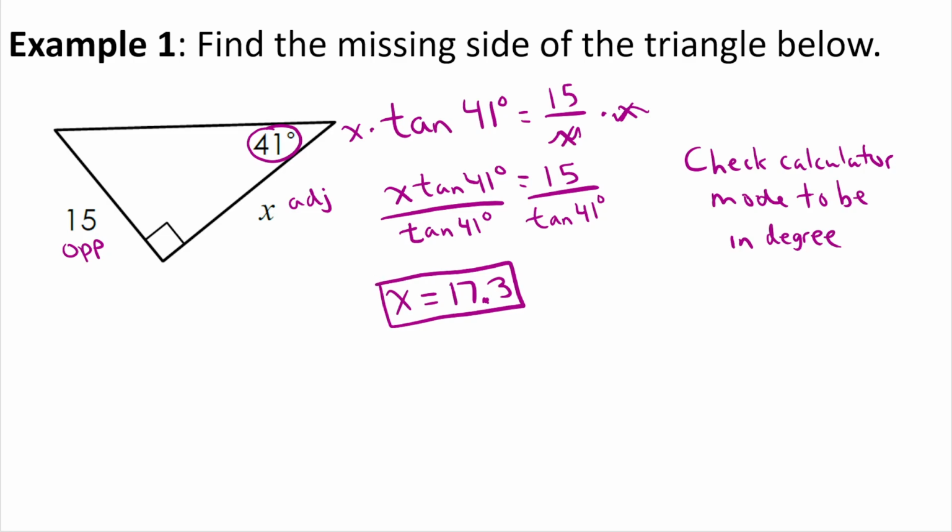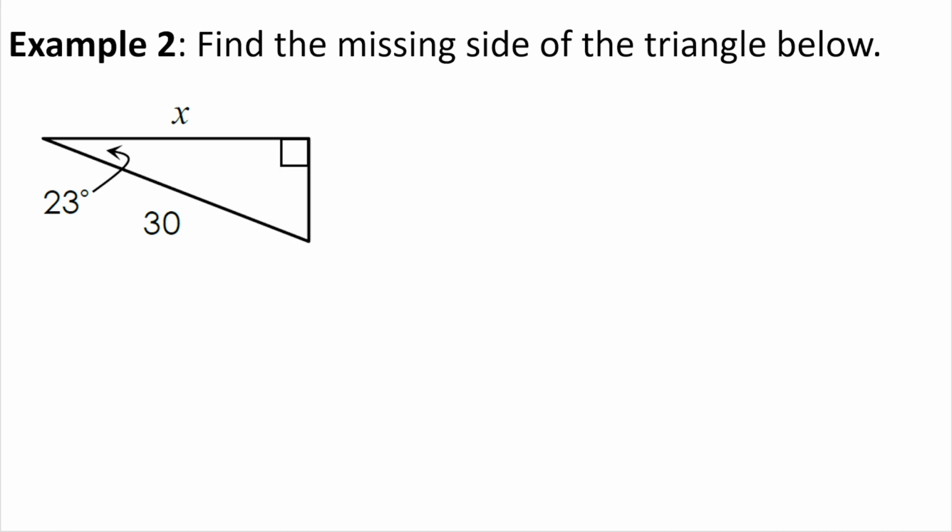Let's try the next problem. For example 2, we have the angle of 23 degrees. So this will be our driving force of the problem, like the previous one, 23 degrees. And with respect to 23, x is the adjacent side, and 30 is the hypotenuse. And there's only one trig ratio that uses adjacent and hypotenuse, and that is the cosine. So cosine of 23 degrees is equal to x over 30.